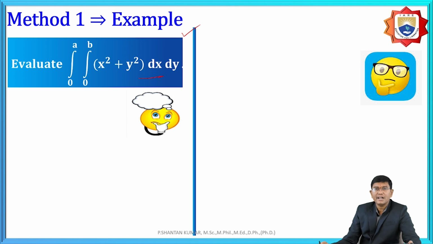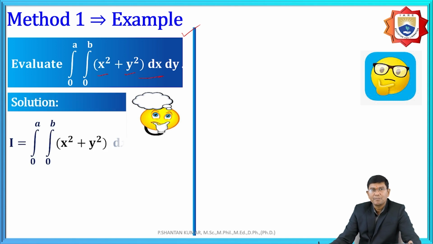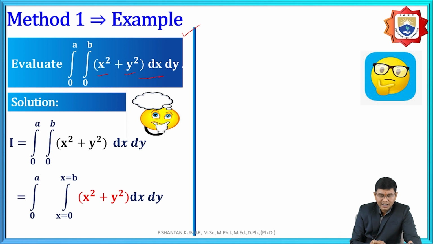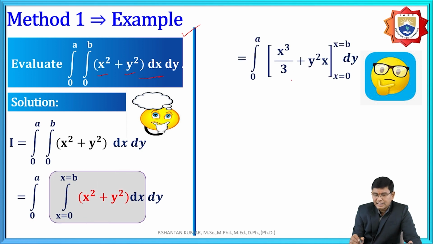While integrating, the first part is x square, so x cube by 3, and plus y square. Since we integrate with respect to x, y square is treated as a constant, so y square into 1 integrates to y square x. That means the integration from 0 to a of x cube by 3 plus y square x, with limits x is equal to 0 to b, dy.